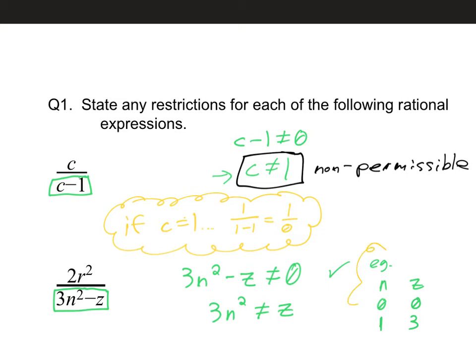Now, we don't have to list every pair, and that's a good thing because there's an infinite amount of those pairs. But this expression will generate every possible non-permissible pair. So the restrictions in this case would be 3n squared is not equal to z. That tells us all of the restrictions for n and z.